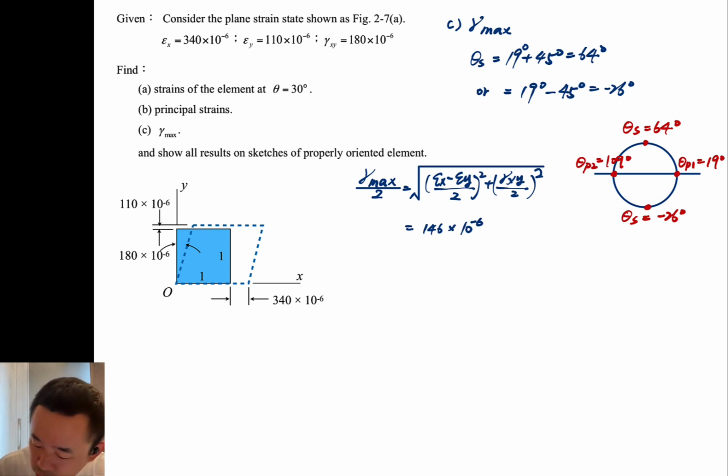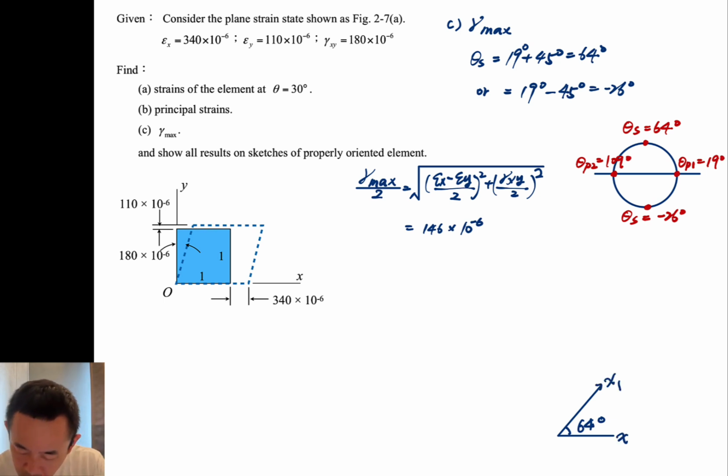And you also know the theta of 64 degrees. Okay, so let's do it. This is 64 degrees. So this is x1, and this is x, and this is y1. And then you have the original shape element like this, and you will have 146 times 10 to minus 6.